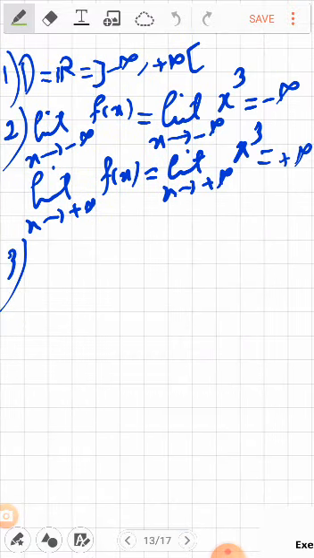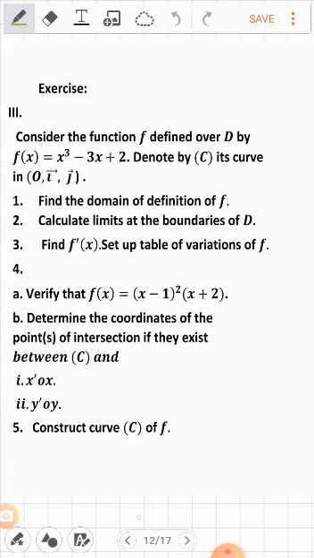Now the first part. The domain of definition is minus infinity to plus infinity because it is a polynomial function. And the limit as x tends to minus infinity of f of x: we take the highest degree with its coefficient, so it gives minus infinity, since minus infinity cubed is minus infinity. And at plus infinity, also the highest degree, which is x cubed, so it gives plus infinity. Plus infinity cubed is plus infinity.